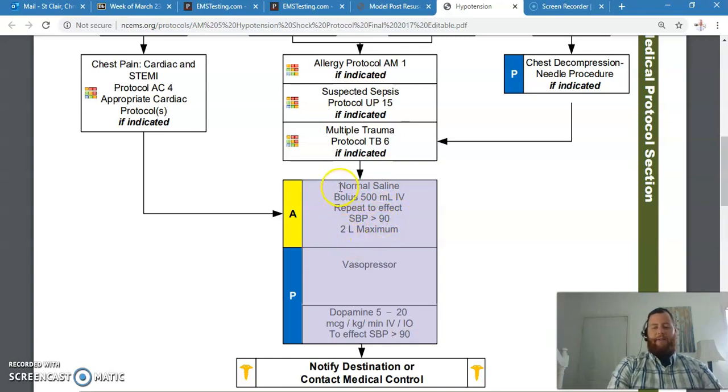The state protocol does specify normal saline. Just know they had to put something in there. So you can also use lactated ringers. Follow your local agency's protocol, but LR or normal saline are both acceptable for this. We're starting with a 500 ml up to 2 liters max. We're looking for a systolic blood pressure of at least 90 millimeters of mercury or a MAP, mean arterial pressure, of at least 65 millimeters of mercury.